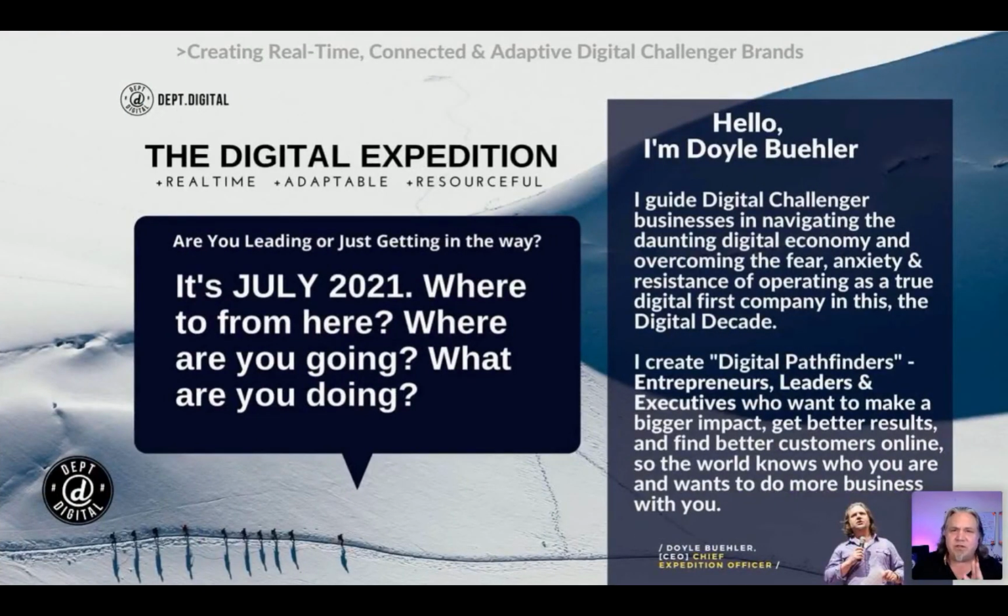So it's July 2021. Where are you going from here, right? We've obviously been through a lot globally in the last 18 months, but where are you going, what are you doing, and how are you going to create that digital experience? How are you going to create that opportunity for you and your business online as well?